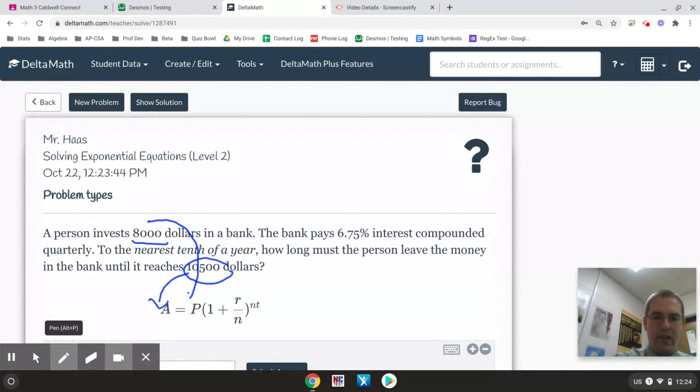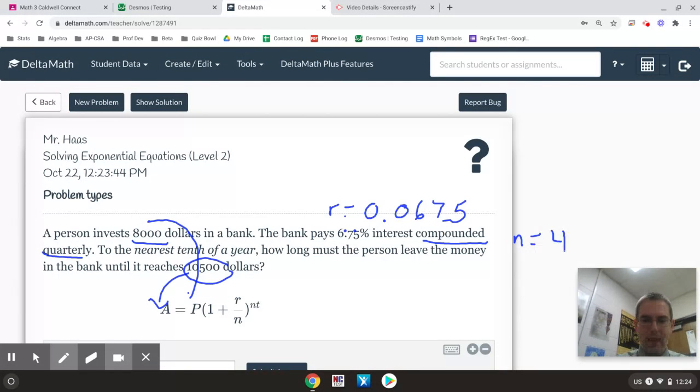And then this is your interest rate. We need to make it a decimal. So R should be equal to 0.0675 after I move that decimal 2 places. And then it says compounded quarterly. So remember, N is the number of payments per year. In this case, N is 4 because quarterly is 4 times a year. And it wants to know how long, so we don't know the time.